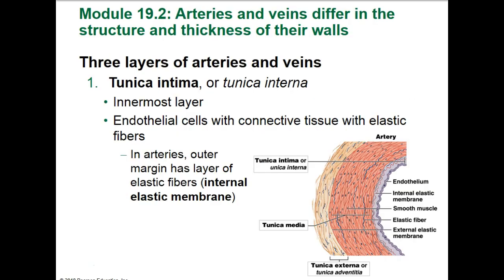Okay, here is the basic structure of the vessels. We see three basic layers of arteries and veins. The tunica intima. This is the innermost layer that you see in this diagram. We have endothelial cells that have some connective tissue with elastic fibers. In the arteries, the outer margin has a layer of elastic fibers, an internal elastic membrane.